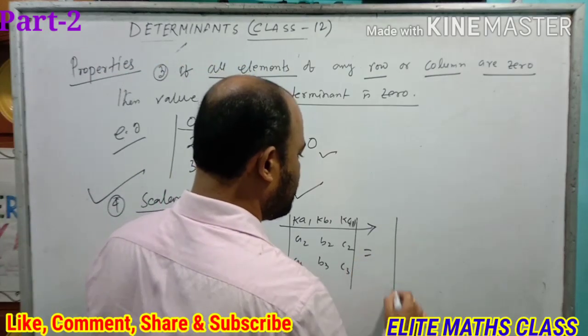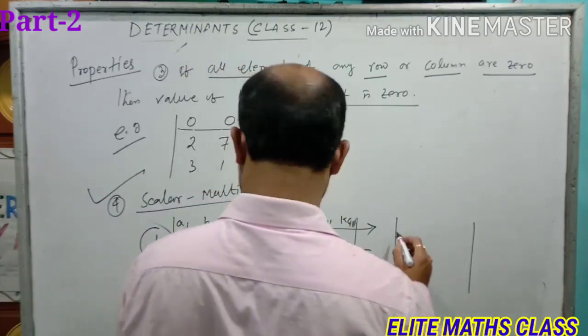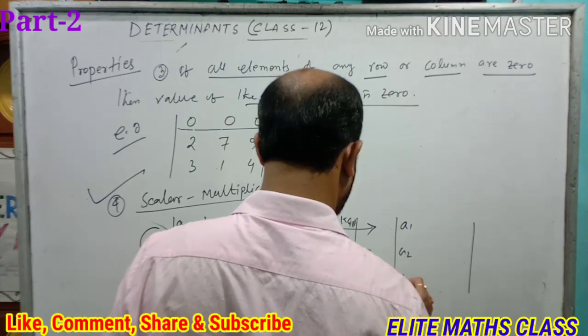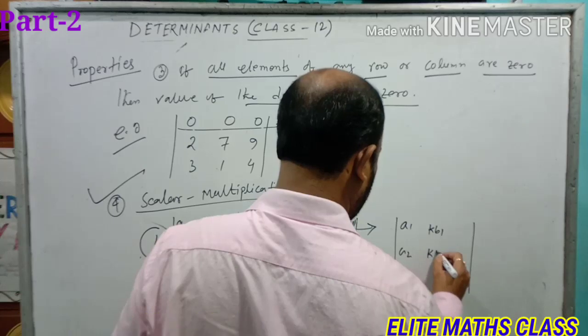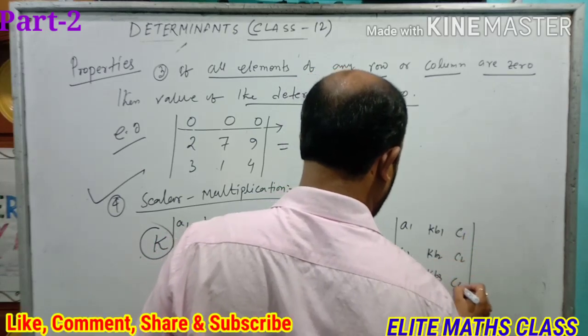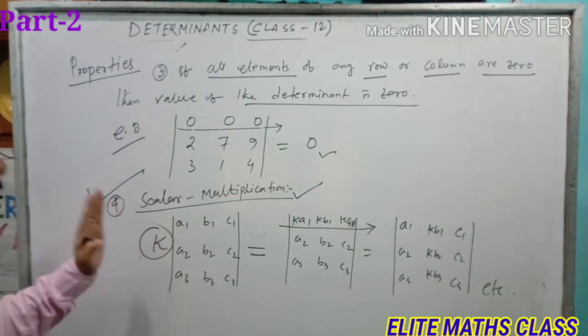Another thing you may see, if I want to multiply this k to the second column, then what will we get? A1, first column unchanged, second column k is multiplied, kB1, kB2, kB3, third column again unaltered, etc. Hope property 4 is also clear.